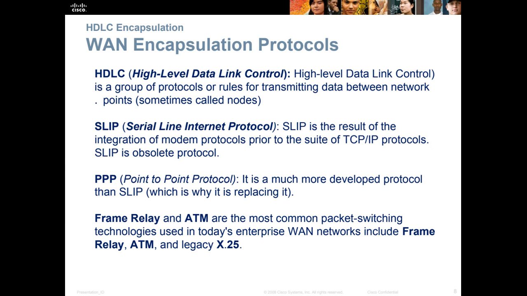PPP is a much more developed protocol than SLIP, and it has replaced SLIP. Frame relay and ATM are the most common packet switching technologies used, including frame relay, ATM, and the legacy X.25. But we also have more technologies. Remember in the Cisco slides, we talked about the new technologies, newer than ATM, newer than frame relay. That's why I brought for you the Cisco PowerPoint, because it has more updated information.